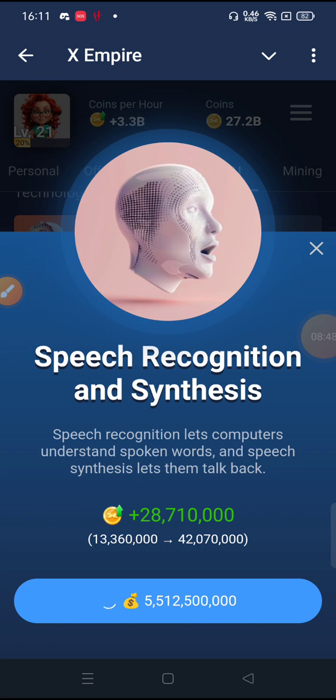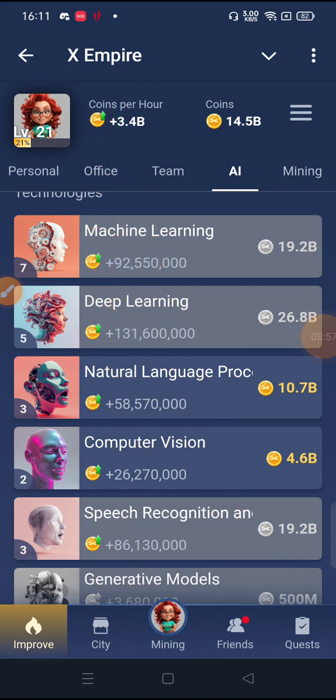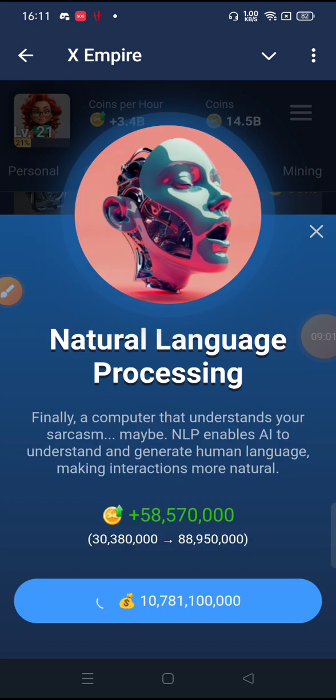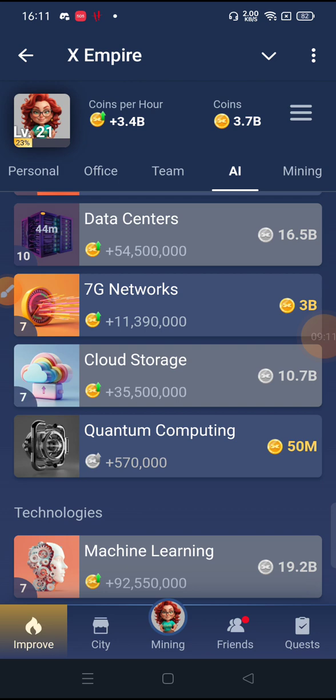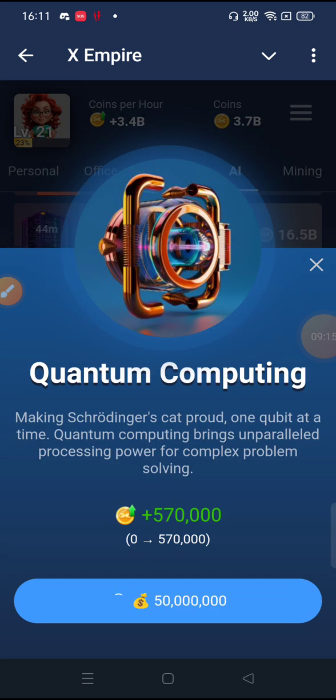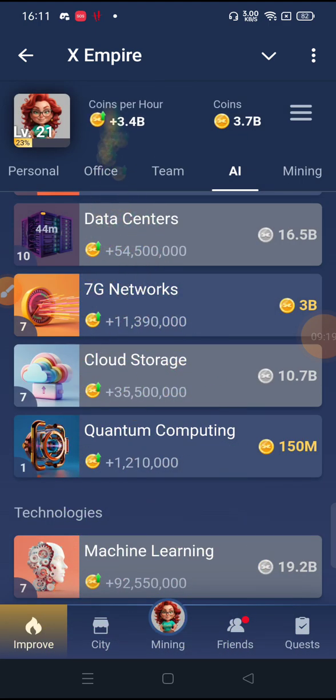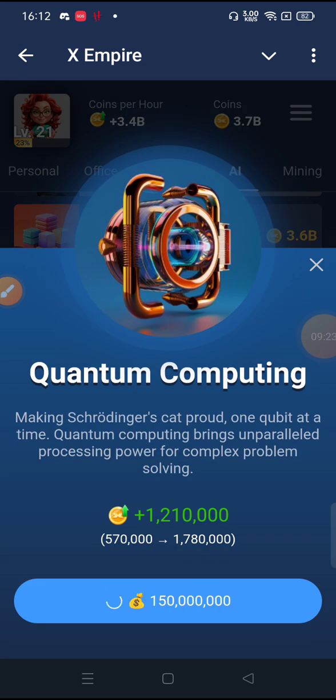So if your AI section is open, don't miss out this opportunity, because AI section has the most increasing value. You can see this 58 million, and this 50 million. Then 150, like that. You can calculate according to your coin per hour, so you can earn more while you are increasing the level of those cards. So you have to calculate accordingly whatever coin per hour you are having, so you can buy those cards to increase more coins per hour. You still have 6 days.